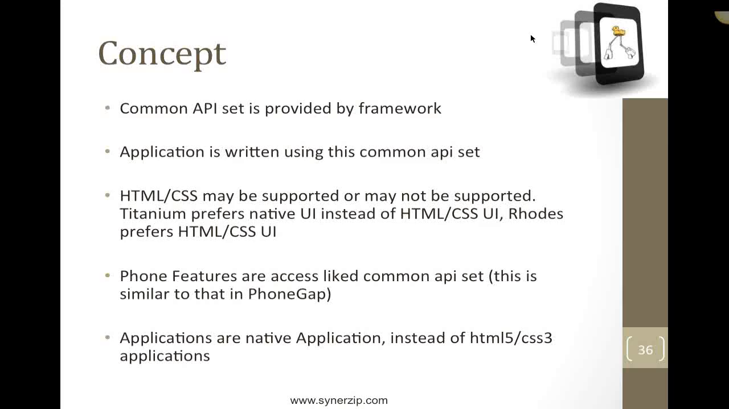So typically there are two different parts over here. One part is the UI development, second part is the phone features. So the Titanium prefers to go native UI instead of HTML CSS, and the phone features which are exposed are more or less like PhoneGap. But the key difference here compared to the common platform approach of PhoneGap is that the applications are native. Everything about the application is native instead of HTML5 or CSS. And this is more or less I'm talking about Titanium more than anything else.